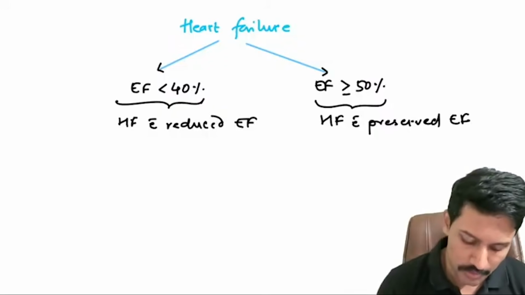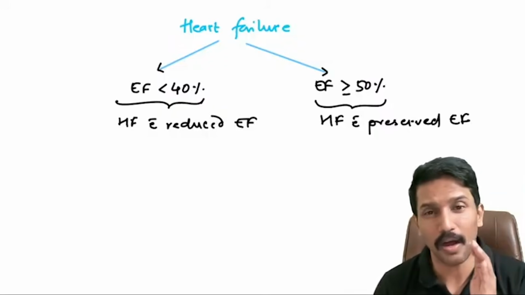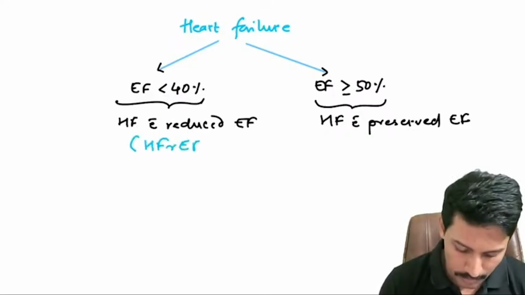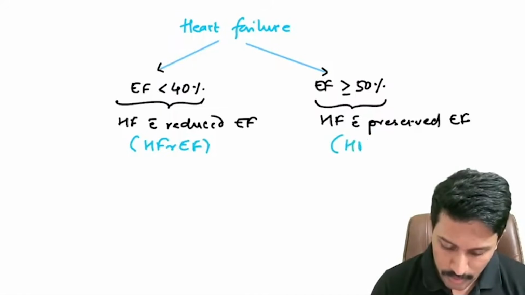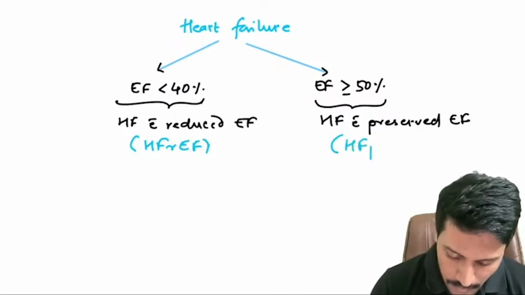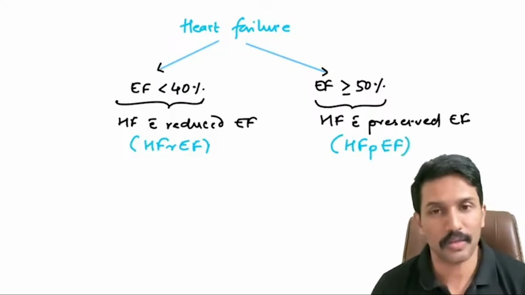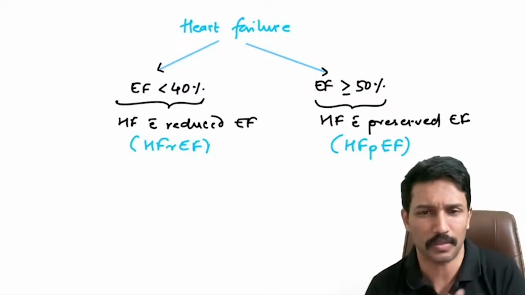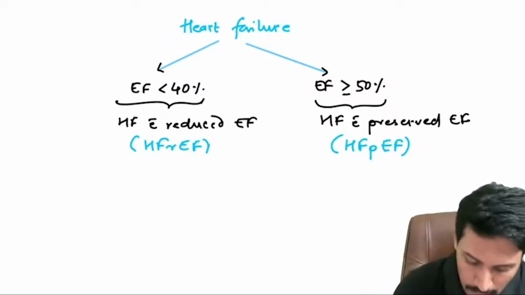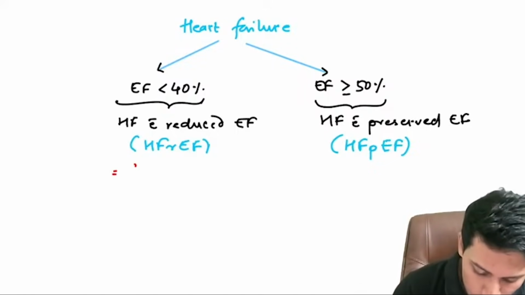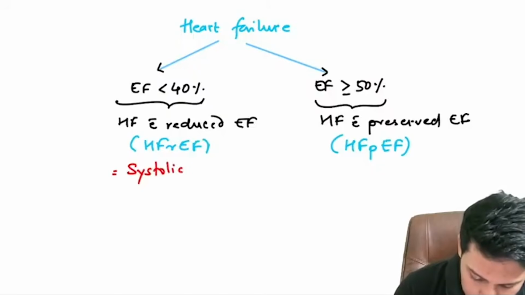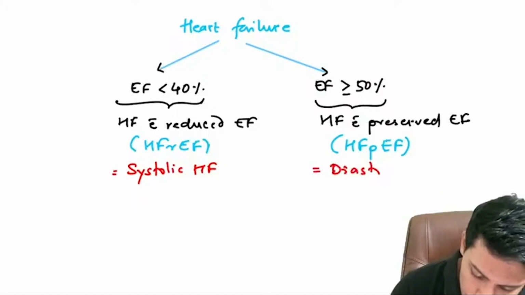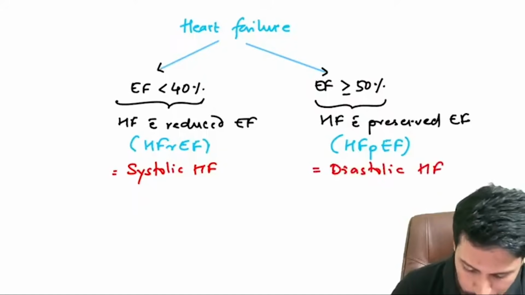So heart failure with reduced ejection fraction is usually abbreviated as HF-REF, and heart failure with preserved ejection fraction is usually abbreviated as HF-PEF. Some books may quote it as HF-NEF, normal ejection fraction. Ejection fraction is not low. That's what preserved means, right? So heart failure with reduced ejection fraction is equal to systolic heart failure, and heart failure with preserved ejection fraction is equal to diastolic heart failure.